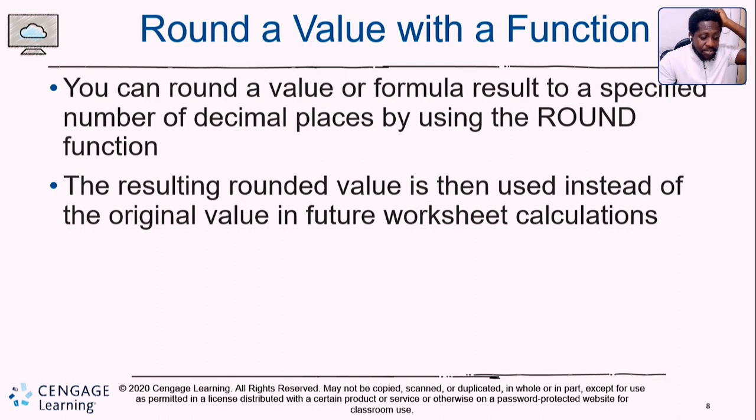So we can round a value with a function. You can round a value or formula result to a specified number of decimal places by using the ROUND function, and then the resulting rounded value is used instead of the original value in future worksheet calculations. It's quite simple. You only write the ROUND statement, equal to ROUND, and then put the values in there. So no matter what the resultant value in a particular cell is, it will be rounded to the decimal place that you define. But that is quite straightforward. So you will see an example of that in the key text.